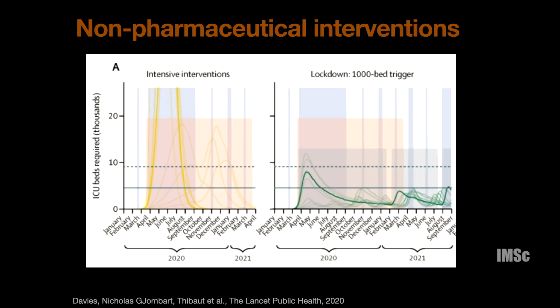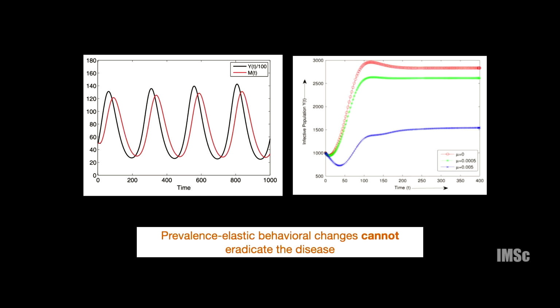Similarly, as I said, these behavioral changes and this prevalence-elastic behavior lead to oscillation of the disease. Obviously the magnitude of the disease will be less compared to when there is no media campaign. So it can flatten the curve, but it cannot eradicate the disease.